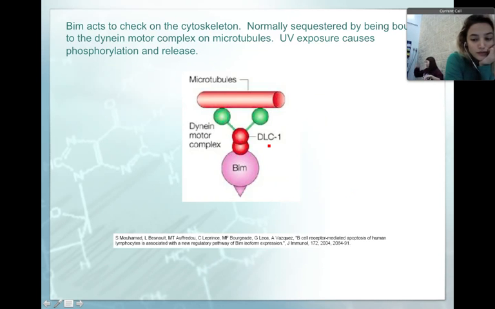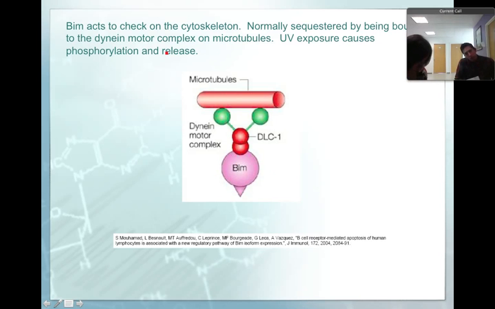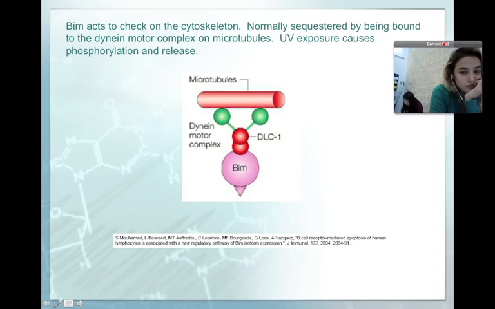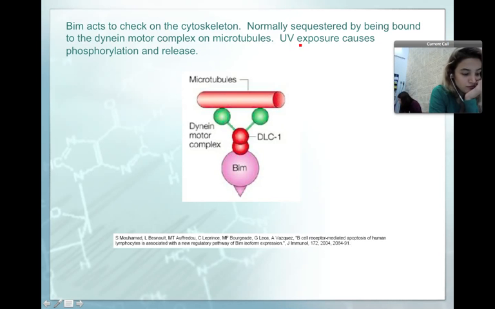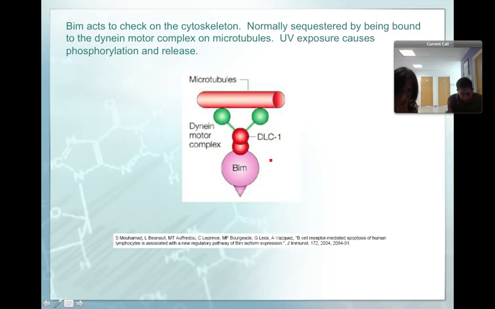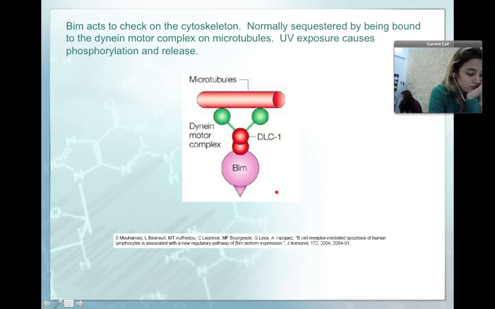And so if we look at it this way, right, and we kind of close up, BIM is a BH3 only protein. It is normally sequestered by being bound to the motor complex on microtubules. You're aware of dynein, right? The motor molecule on microtubules, and UV exposure causes the phosphorylation of BIM. It gets released from this motor molecule and goes in. So this is a way of the cell saying, we've likely been damaged. All right.